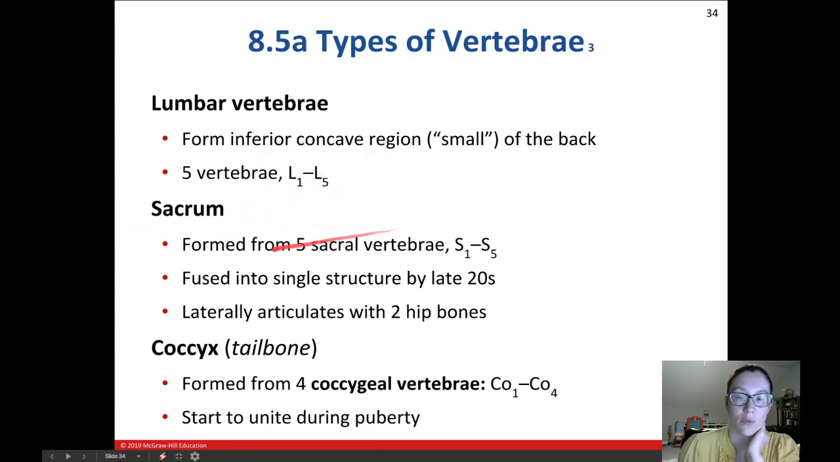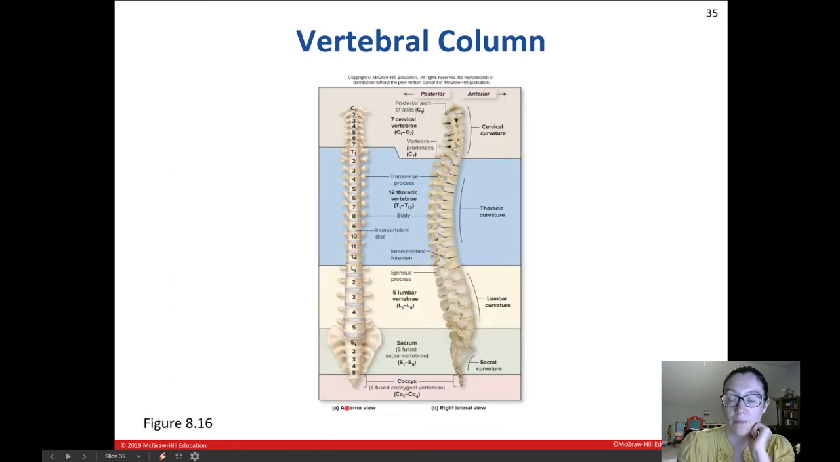Now the sacrum is formed from 5 fused vertebrae, S1 through S5. They're fused into a single structure by the late 20s, and they articulate with the hip bones, so they make up part of the pelvis in the sacroiliac joint. And then finally, your coccyx, or tailbone, is 4 fused little tiny coccygeal vertebrae, and they start uniting during puberty.